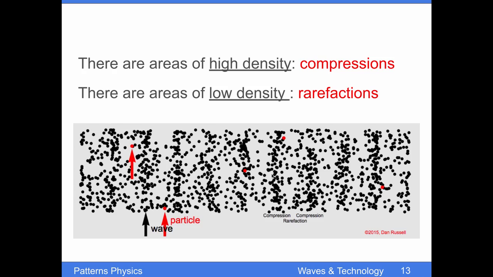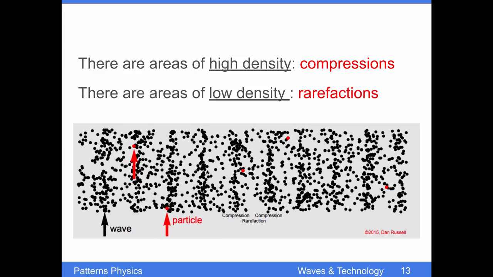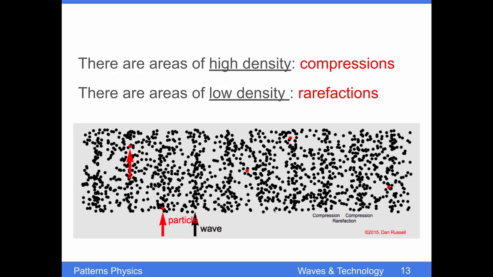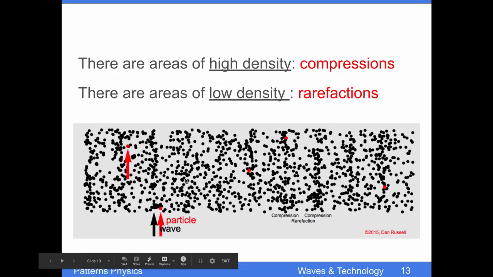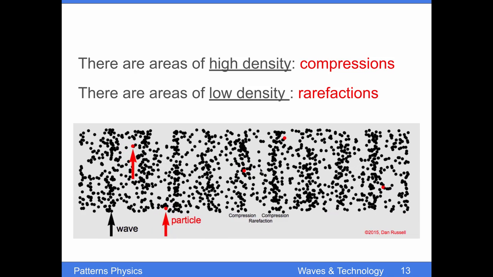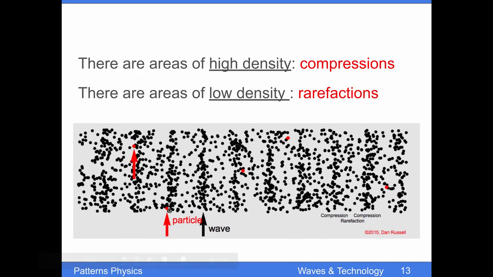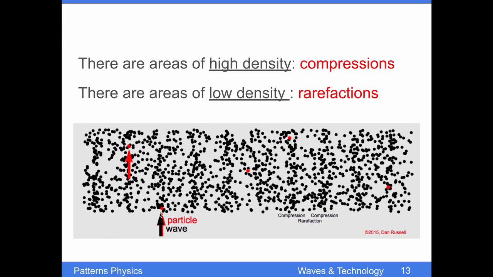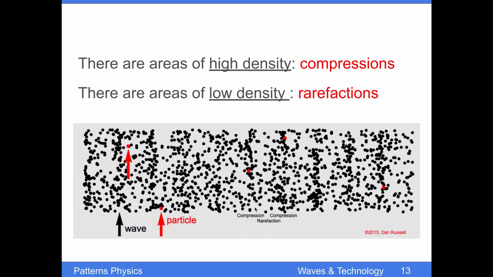Here's another example of this. We call these regions of high density compressions. And we call the regions of low density rarefactions. So the air is compressed in the compressions, and it's rarefied, which is a way of saying it's less dense, in the rarefactions. And we can see here the particle is just going back and forth, left and right, but the wave travels not back and forth, but from the left to the right, right off of the screen.